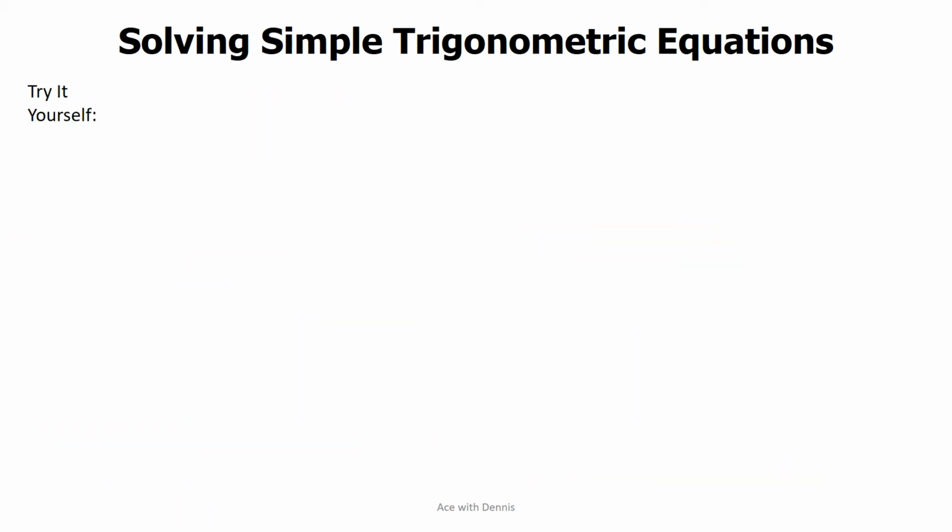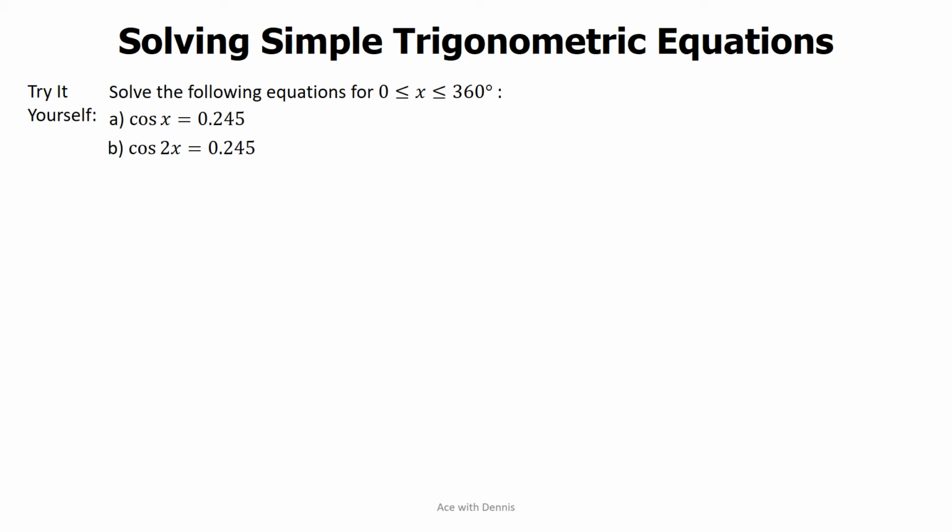Now it is your turn to try a similar example yourself. Solve the following equations for the range of x from 0 to 360 degrees. A, cosine x equals 0.245. B, cosine 2x equals 0.245. C, cosine of 2x plus 35 degrees equals negative 0.245. D, cosine of 2x minus 35 degrees equals negative 0.245. You can pause the video and try to do it yourself.